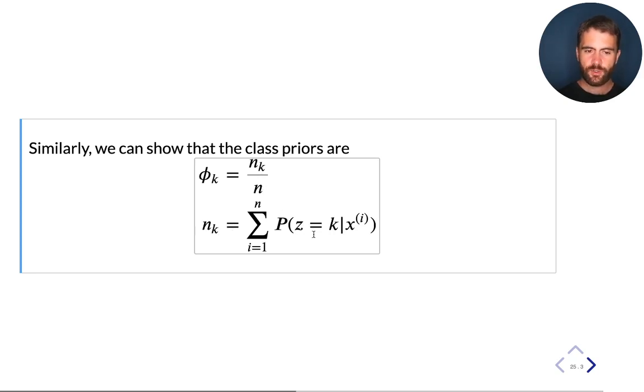And just to convince yourself this is reasonable, imagine a hard assignment where each x is assigned to only a single cluster. Then this reduces to simply counting the points that are assigned to cluster K. But given that we have a soft assignment here, we sum the probabilities, which is the correct thing to do.